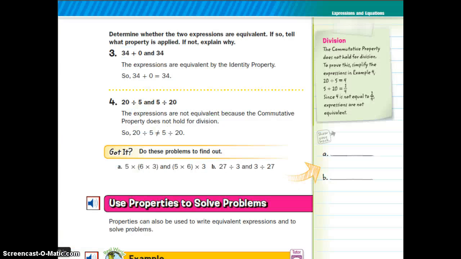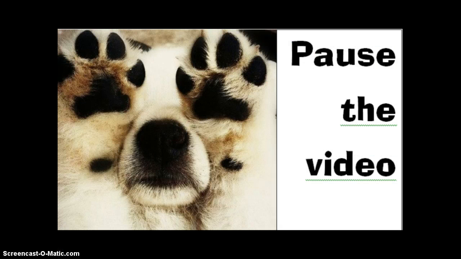Turn the page. Okay, we have 2 more. 24 plus 0 and 24, and 34 plus 0 and 34. So we know that this is yes, and we know it's the identity property of addition. It's important to say of what operation. And the next one, 20 divided by 5 and 5 divided by 20. The answer to this is a resounding no. Why? Because you can't divide and get the same answer. This is 4, which is not equal to 1/4. Okay, it's your turn. Pause the video.